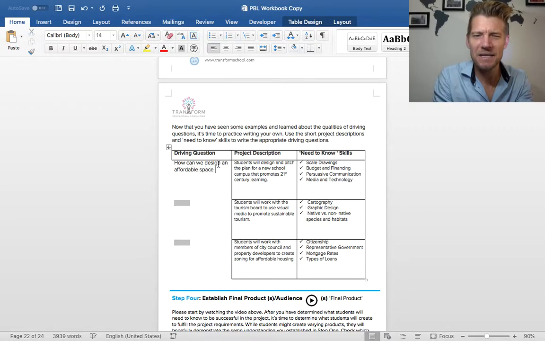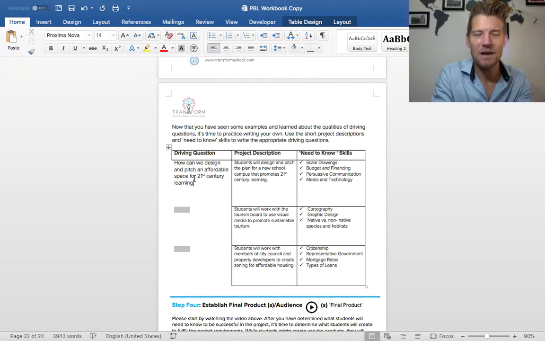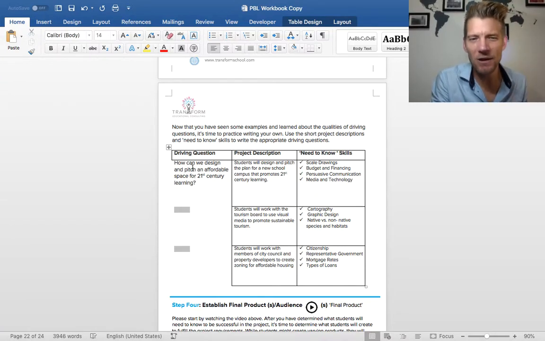space? And I'm going to say, can we design and pitch an affordable space for 21st century learning? Now that might be my start. Okay, and I might look at it and say, okay, design and pitch an affordable space for 21st century. Is that going to get at scale drawings?